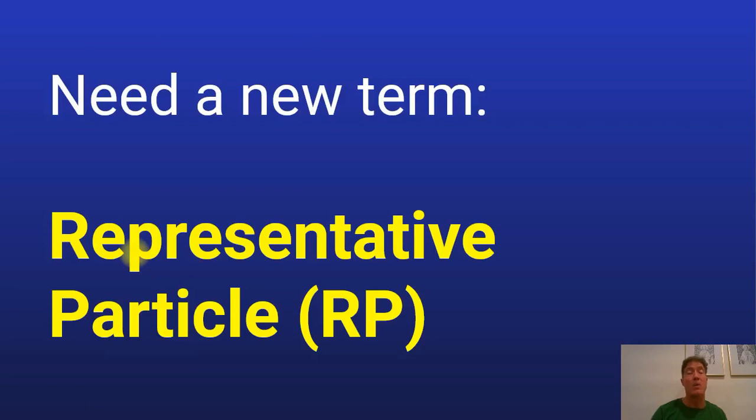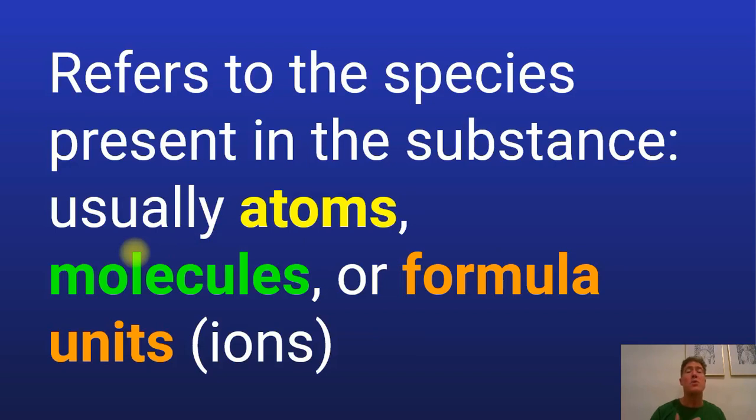Okay, now we need to introduce a new term, representative particle. This refers to the species that's present in the substance. Whether we're considering atoms or molecules or formula units, we want to say, when we're talking about atoms, what's the representative particle? When we're talking about molecules, what's the representative particle or unit that we're going to count molecules in?